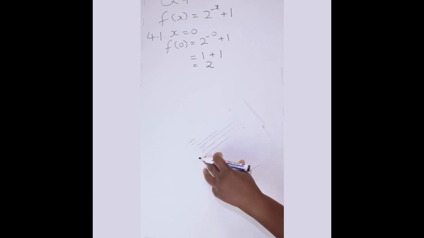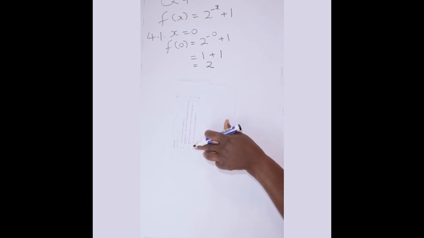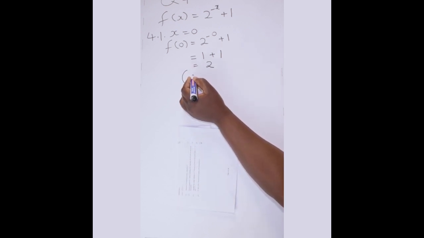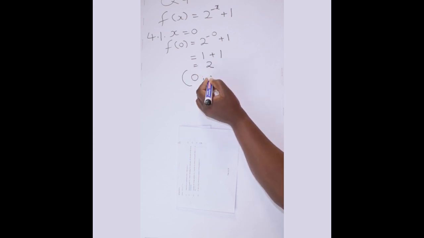But the question says you must determine the coordinates. So at the end of the day, your answer must be in coordinate form. In coordinate form, it's a round bracket with a 0 representing x and a 2 representing y.